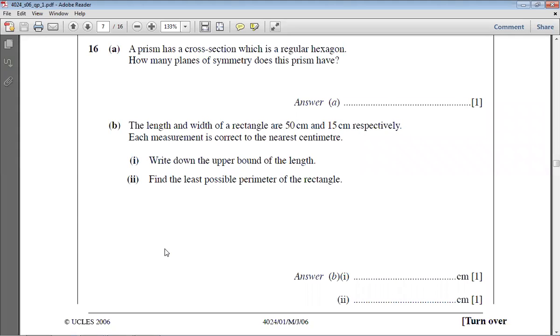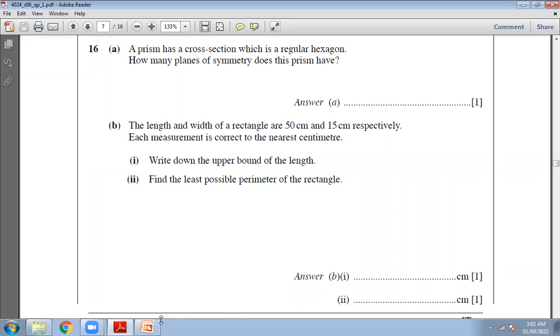The length is basically 50 centimeter. So its upper bound will be 50 plus 0.5 and its lower bound will be 50 minus 0.5. In the same way, I know the width of the rectangle is 15 centimeter, and because this is correct to the nearest centimeter, I will divide 1 centimeter by 2, I get 0.5 centimeter. I will add this to the 15 centimeter, I get the upper bound. When I subtract this number from the 15 centimeter, I will get the lower bound of the width. He says write down the upper bound of the length, and then find the least possible perimeter of the rectangle. Okay, so let me show you.